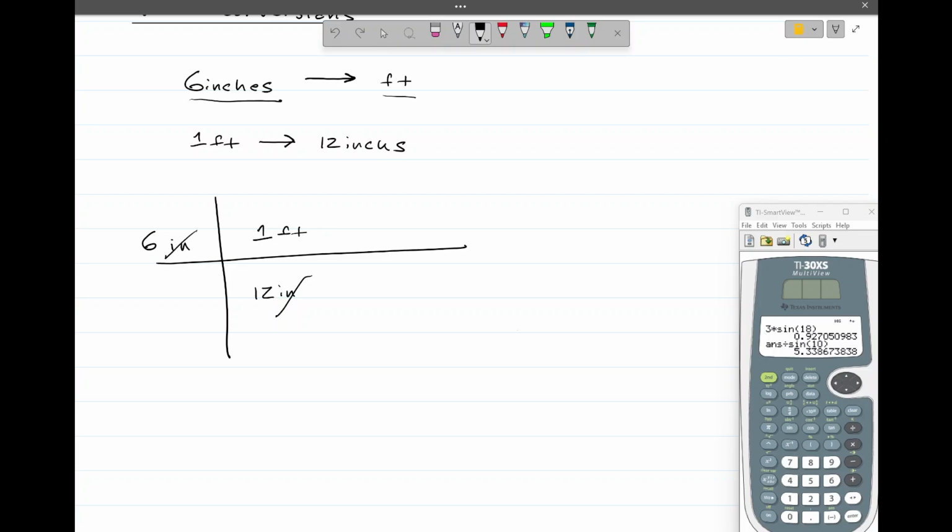So I multiply 6 times 1, and I get 6. Down here, I have 12. And then this is 6 feet because my feet are left. So 6 feet divided by 12 inches, put that in your calculator and you should end up with 1/2 foot. So 6 inches equals 1/2 of a foot. Let's look at another one.